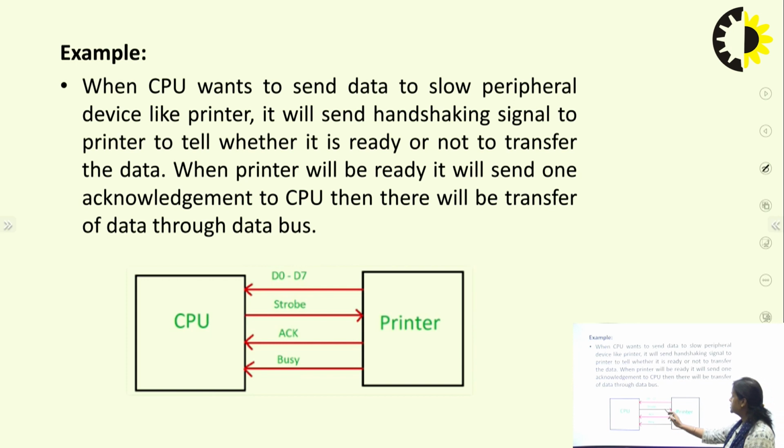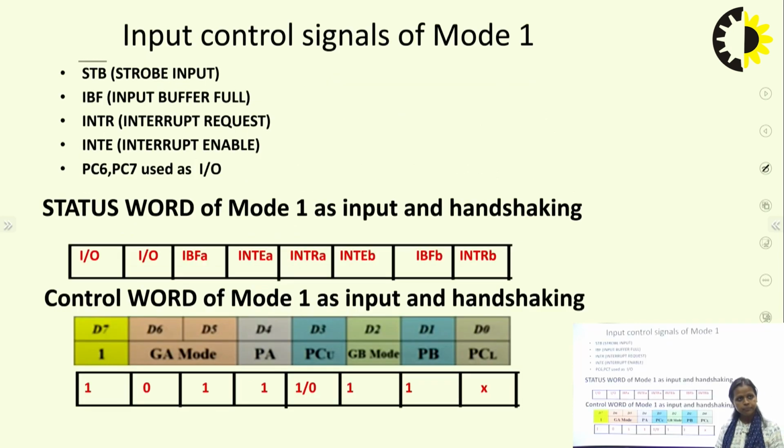Here the CPU is sending a strobe signal to ask the printer whether it is ready to print or not. If it is busy, it will say no, it is busy, it can't receive any more data, or if it is ready, it will acknowledge that yes, it is ready. So the CPU will send the data here. The next is, here we will discuss the input control signals of mode 1.